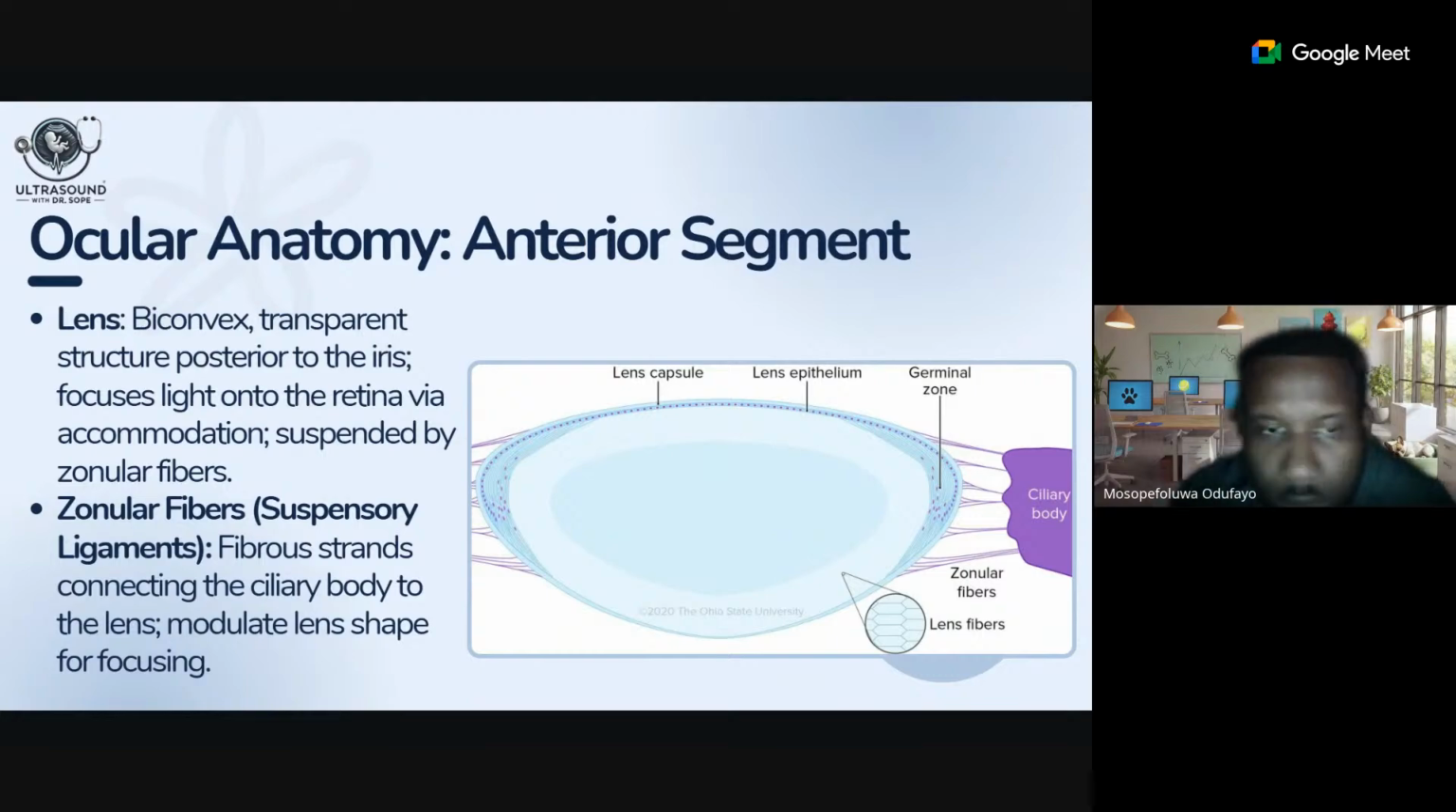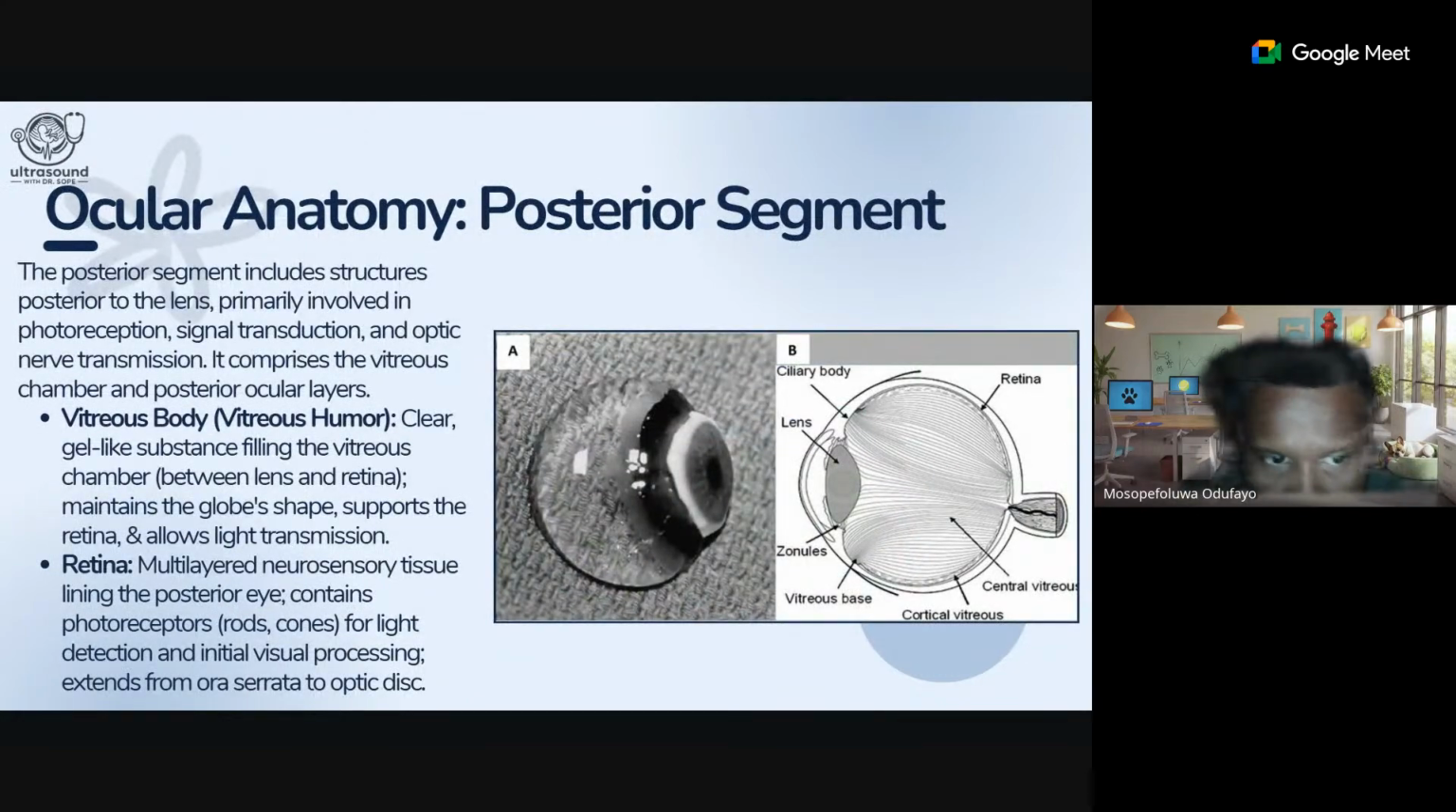So now let's talk about the posterior segment very quickly. Let's run through the posterior segment. Now, I haven't spoken about the anterior segment. The posterior segment includes structures posterior to the lens. So everything from the lens backward is the posterior segment. The lens literally forms the boundary between the anterior segment and the posterior segment. And there's a difference between anterior chamber and anterior segment, and a difference between posterior chamber and posterior segment. As you can see, both the anterior chamber and the posterior chamber are in the anterior segment.